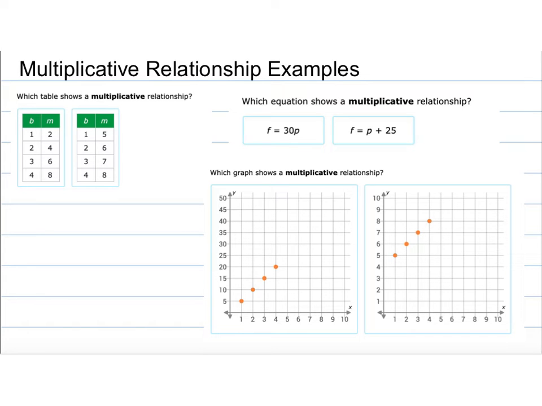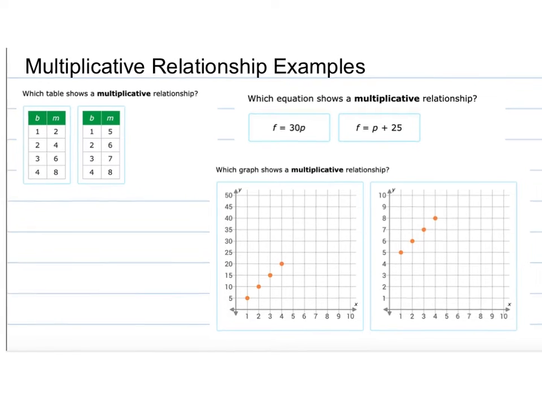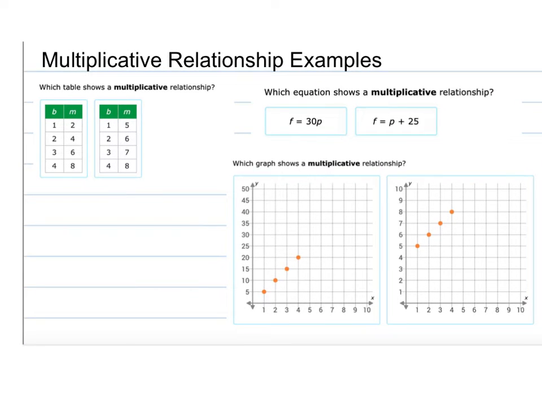So multiplicative, we're looking for, again, a relationship where we are multiplying our input to get our output. We are always multiplying by the same number now instead of adding, or sometimes it would be considered dividing. So here you can see we're going up 2 for every 1. You could look at it as adding 2, but you can also see here 1 times 2 is 2. 2 times 2 is 4. 3 times 2 is 6.